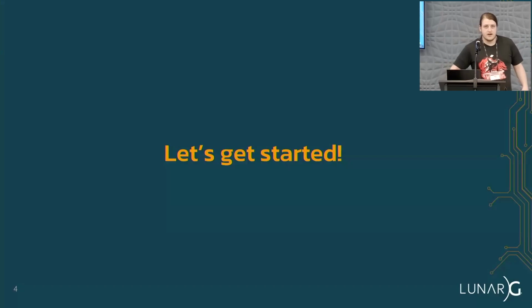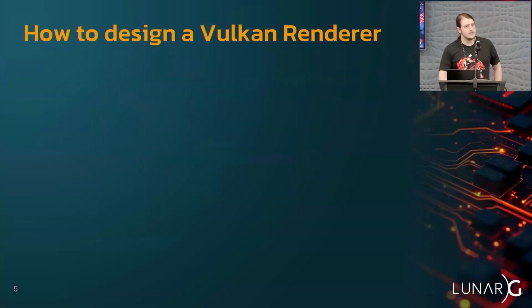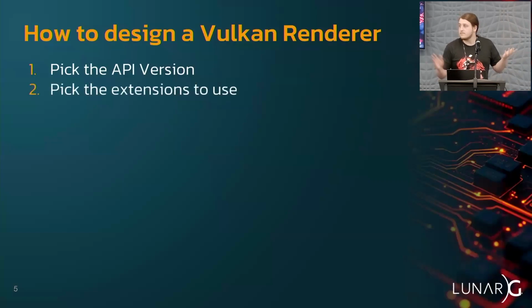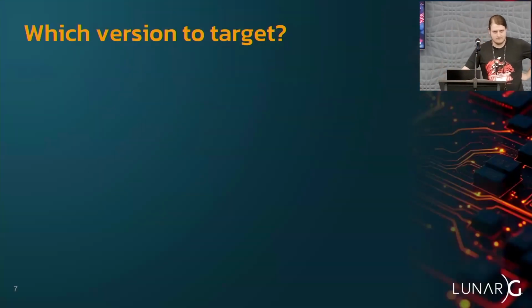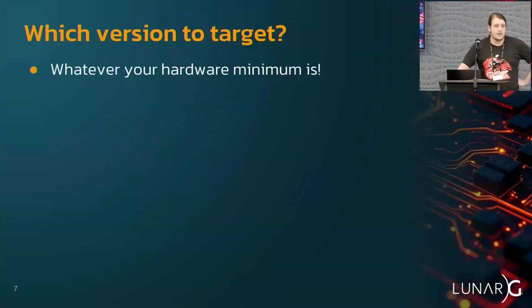So let's just get started. How do you design a Vulkan renderer? Step one, you just pick the API version you're going to use. Step two, just pick the extensions you're going to use. Step three, and then profit is step four as the final step. So let's get right in. So what version should you target? Well, whatever your hardware minimum is.